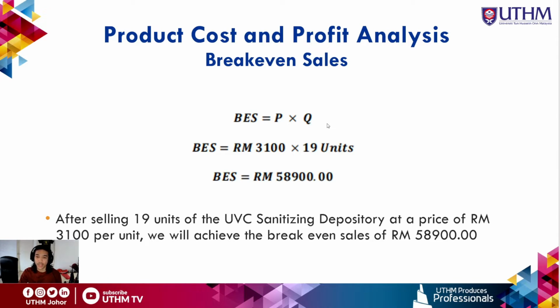Therefore, after we find the break-even point, we will get the break-even sales by using the formula of product profit times quantity. The quantity that we will use is 19 units, which we have calculated, and we will get the break-even sales, which is 58,900. So after selling 19 units of the UVC sanitizing depository at the price of 3,100 per unit, we will achieve the break-even sales of 58,900.